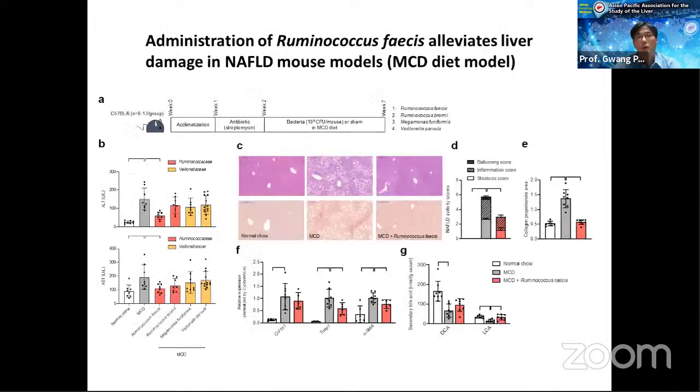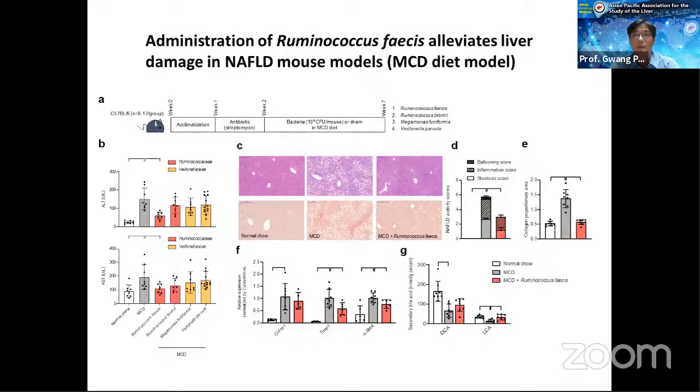And also, when we identified these from the shotgun sequencing, some of the microbial species were improving the fatty liver disease. So is this only co-occurrence or causality? We rigorously screened the libraries, and then we identified Ruminococcus faecis. Then we did the mouse experiment to see whether this is a causal effect or not. The administration of this particular strain shows improvement of ALT and AST levels.